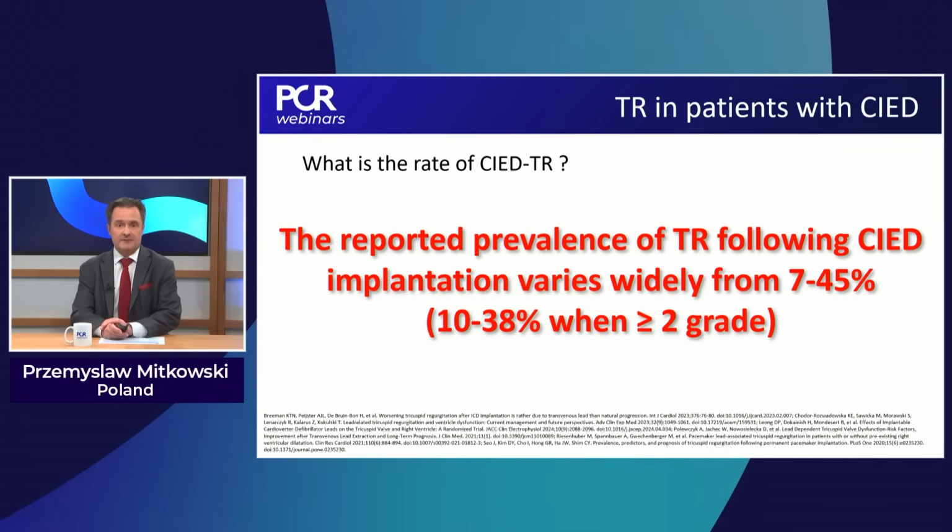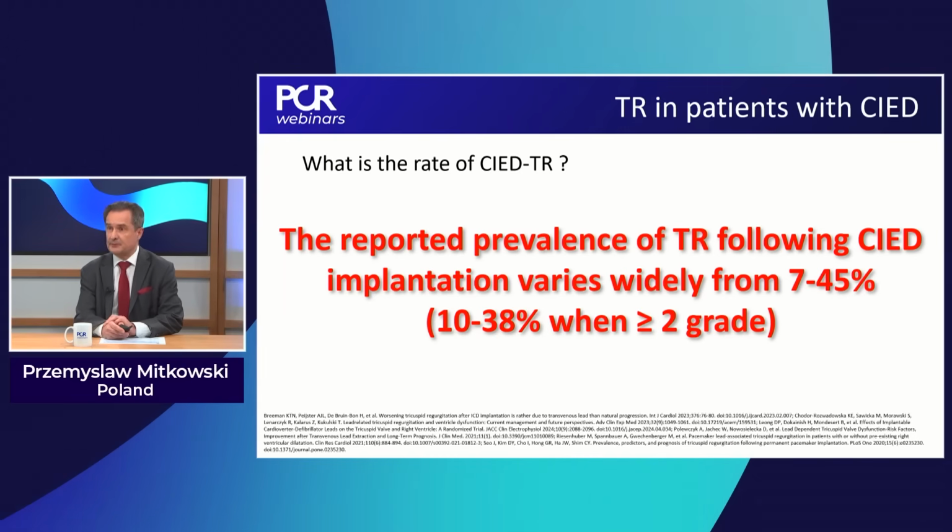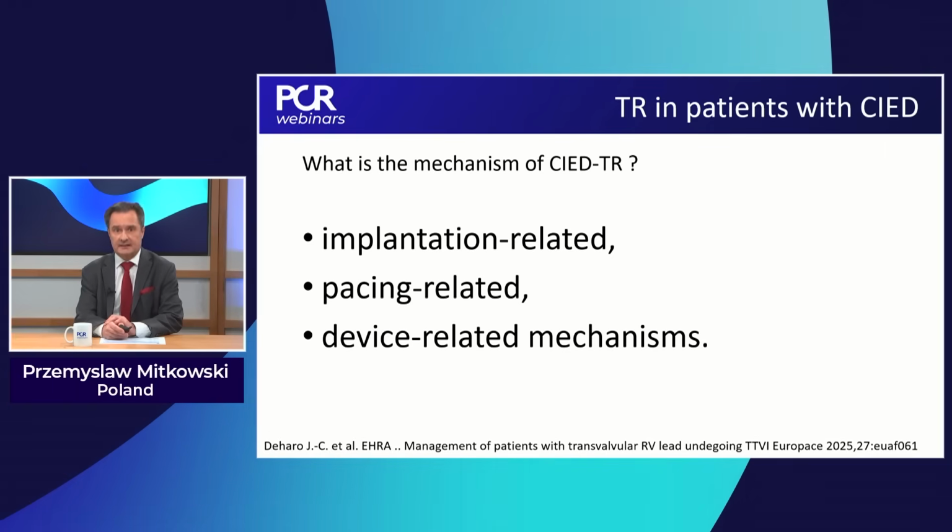So the prevalence of tricuspid regurgitation following CIED is between 7 and 45%. With a grade of 2 or more, 10 to 38%. And of course, we have to evaluate it in detail, because in some cases the tricuspid regurgitation was present before the implantation, or at almost the same level as after implantation. So what is the mechanism?